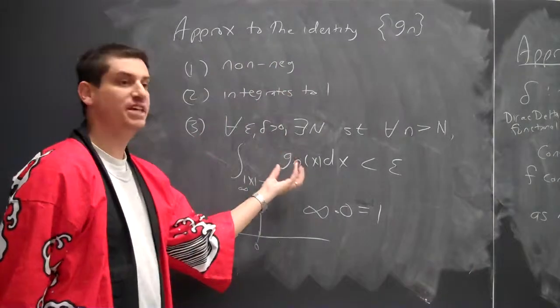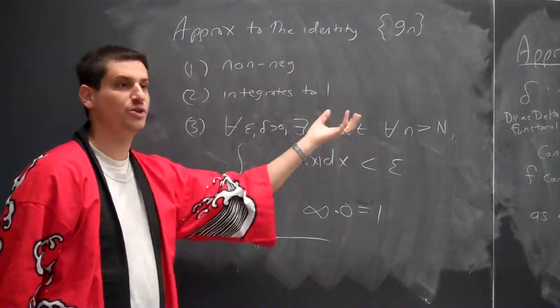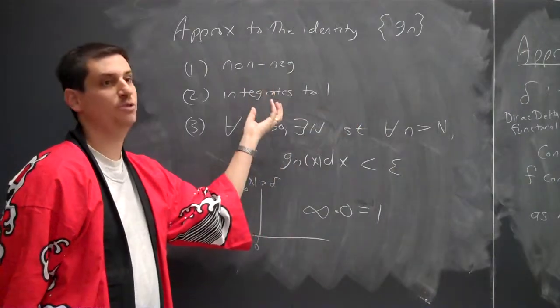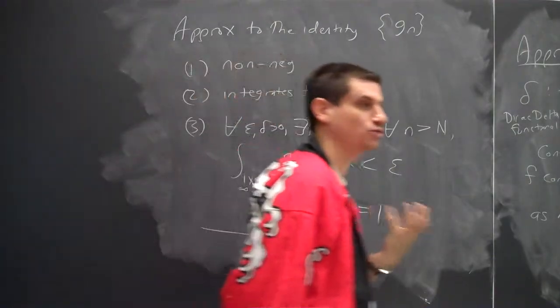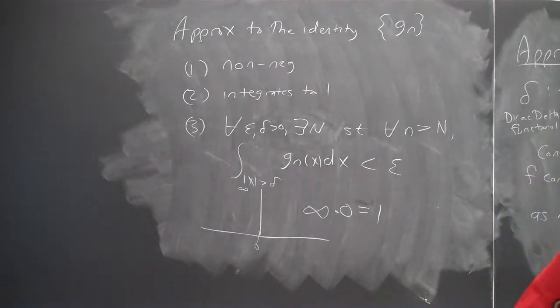So basically, instead of doing this for the triangle function or the square function, you could do this for any probability distribution, as was suggested. A Gaussian is a great choice. That's definitely worth the name.